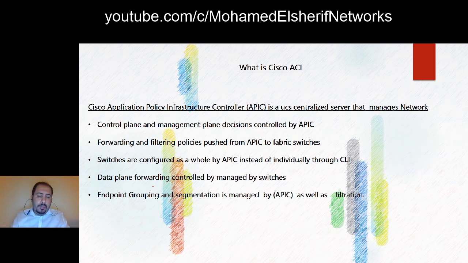Now, the data plane and the forwarding decisions are controlled and managed by the switches themselves, because there is no traffic flow going through the APIC. All the traffic goes through the switches, which are the spine and leaf. So the data plane is completely managed by the spine and leaf switches. Endpoint grouping and segmentation are managed by the APIC, as well as filtration. So the grouping itself is managed by the APIC and pushed to the entire fabric.